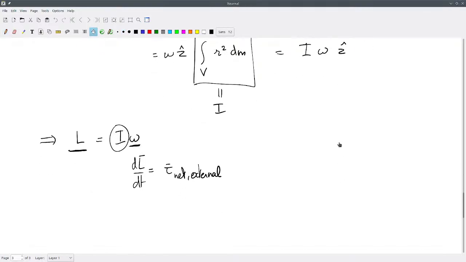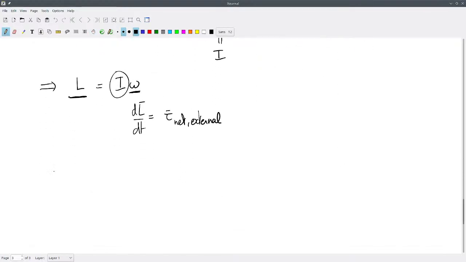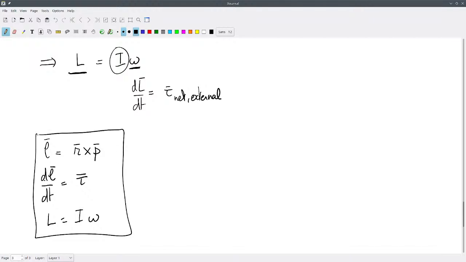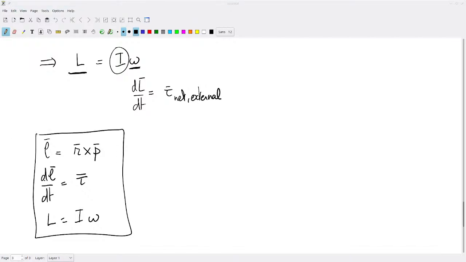Okay, so just to recap that last part. Our angular momentum is defined as r cross p, dL/dt is equal to the torque, and for rigid bodies, L, the total angular momentum, is I times omega, and in this case let me not write this as a vector. So those are the important formulas on angular momentum.